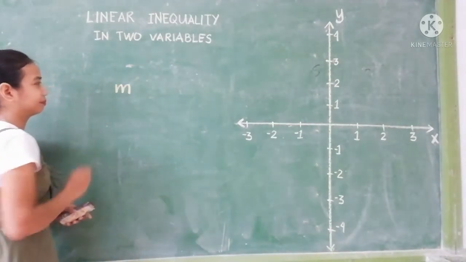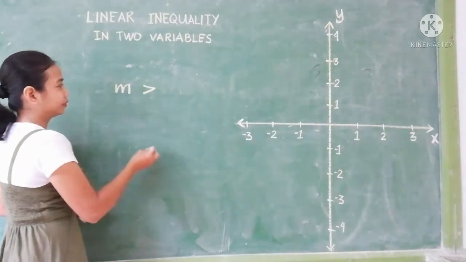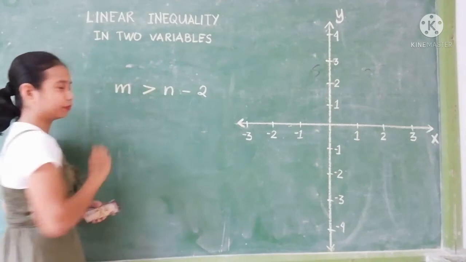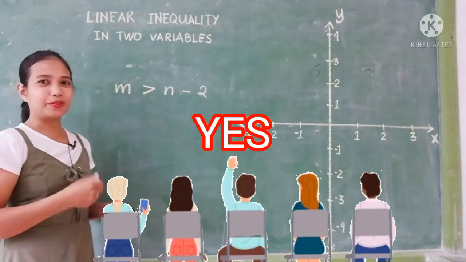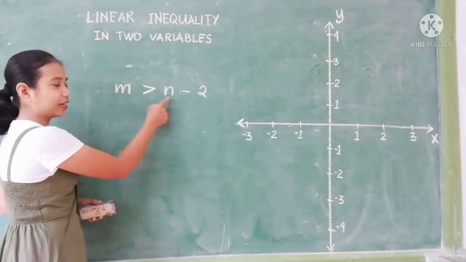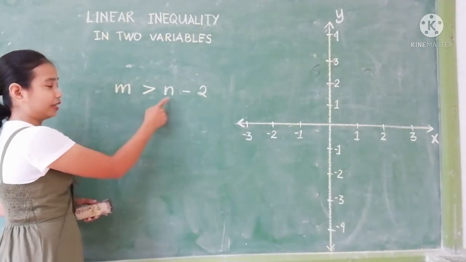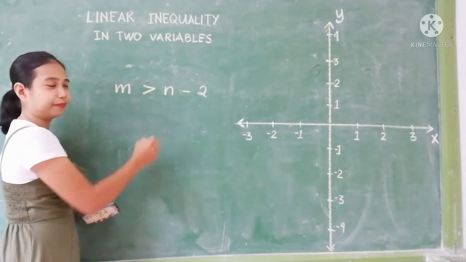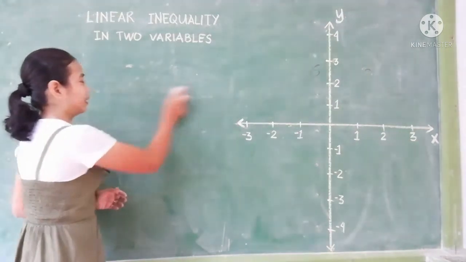M greater than n minus 2. Correct. The answer is yes. So, we have here two variables, m and n. And the symbol used is greater than. Next.